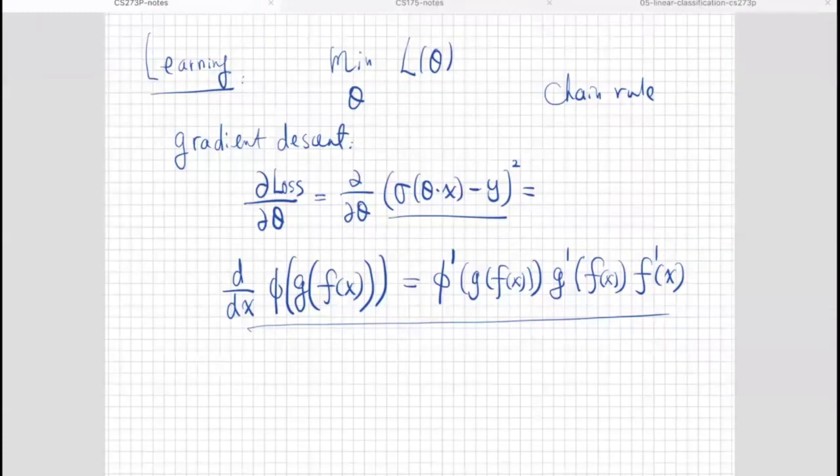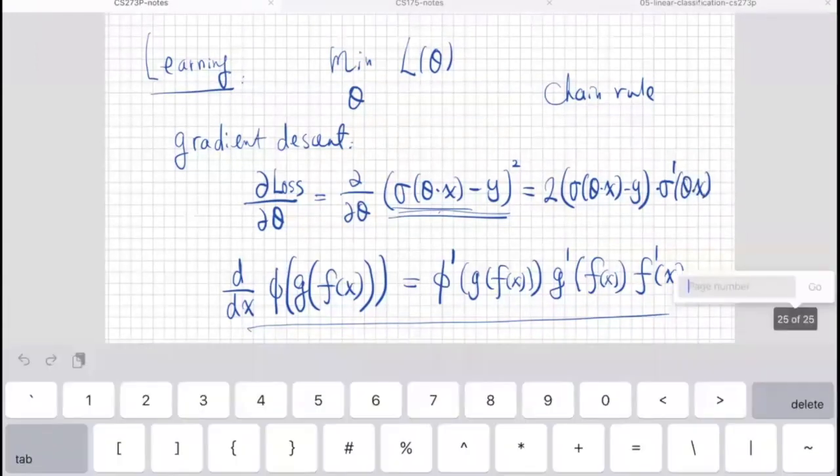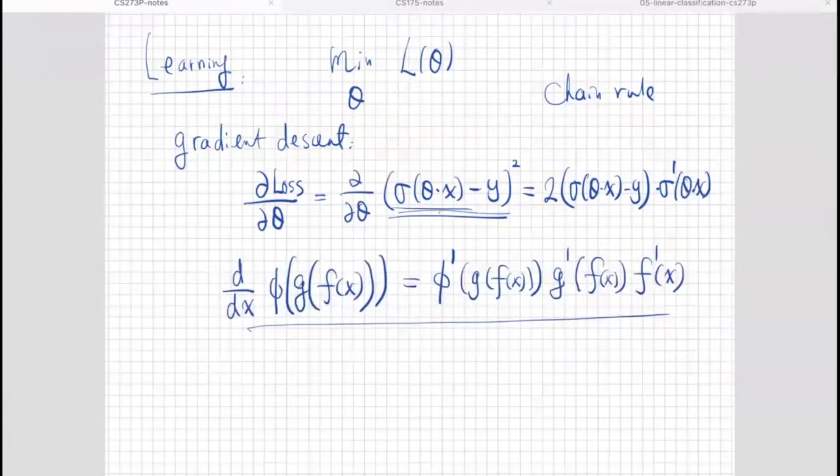First, I treat the quadratic function as the outer function. Next, we have a linear function, and next I have the sigmoid function and a linear function. Again, you can apply this repeatedly. As a result, you have 2 times the quadratic function's inner term, sigma of theta dot x minus y, so it will be a linear term, since the derivative of x squared is 2x. Next, I apply the derivative of the sigmoid function, evaluated at theta dot x. Next is the gradient of theta dot x with respect to theta, and that's x. And that's the gradient of this loss function.